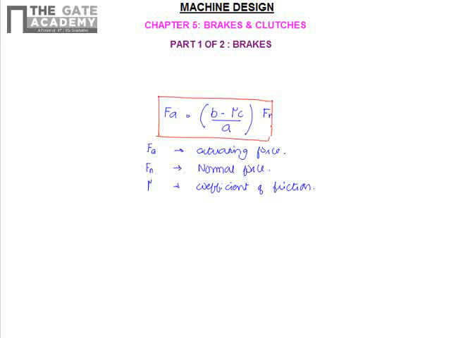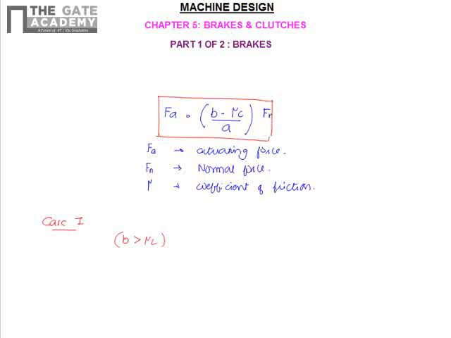So we have seen that the actuating force required to stop a moving body is given by (B minus mu C) divided by A into Fn. B, A and C are geometric parameters which we have seen earlier, and mu is the coefficient of friction between the shoe and the rotating body. Fn is the normal force acting on the drum. Now we have three cases here. Case 1, when B is greater than mu C.